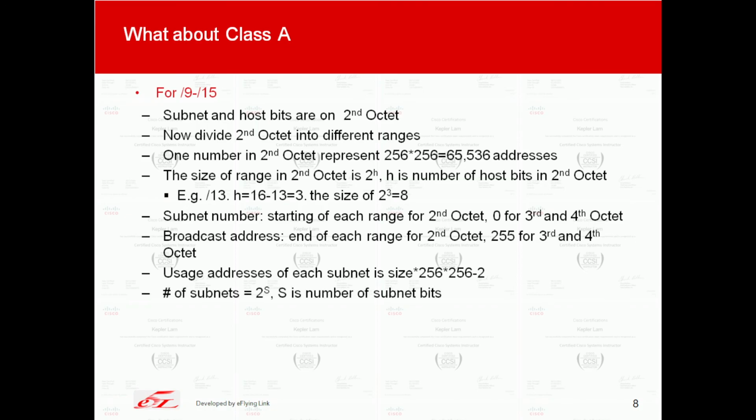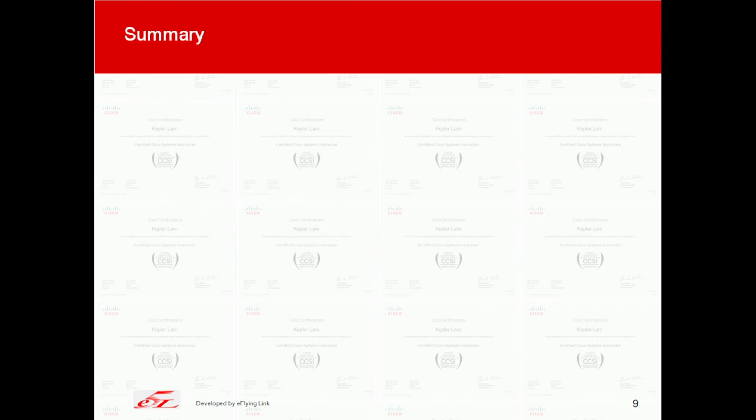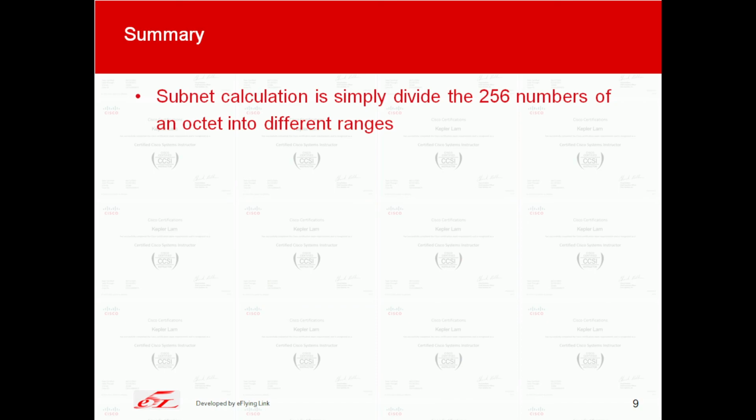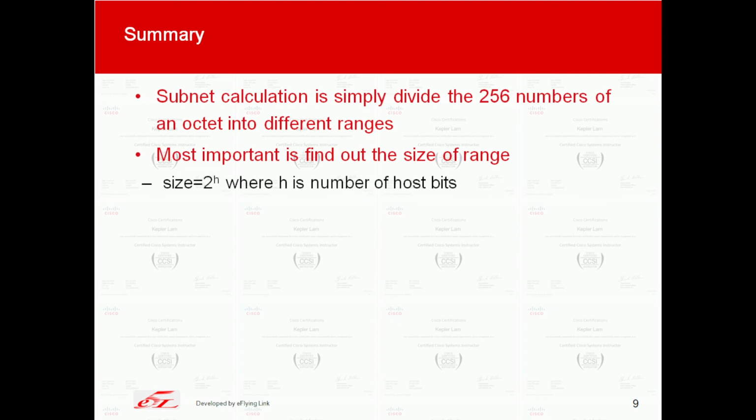Lastly, how many subnets do you get? Same formula: 2 to the power s, where s is the number of subnet bits. Let's summarize what we have learned in this presentation. Subnet calculation is simply dividing the 256 numbers of an octet into different ranges. The most important thing is to find out the size of each range, and the formula is 2 to the power h, where h is the number of host bits. Once you find out the size, it's easy to find out the subnet number and the broadcast address.